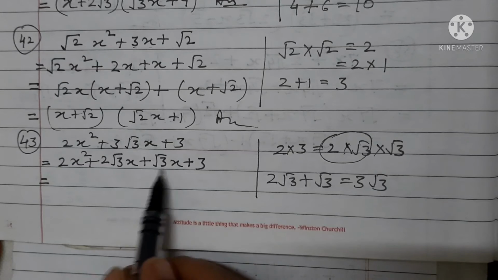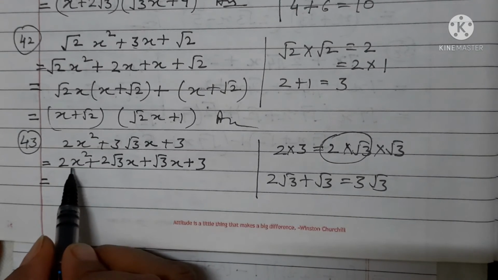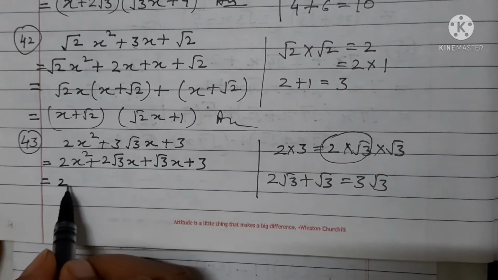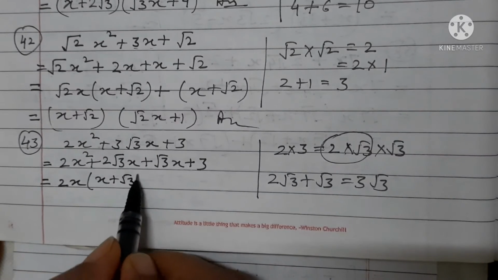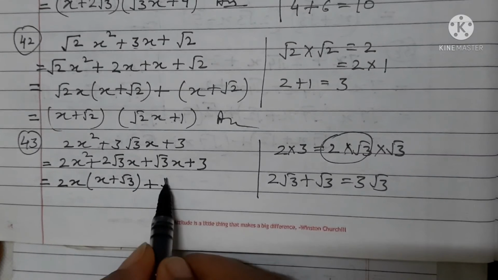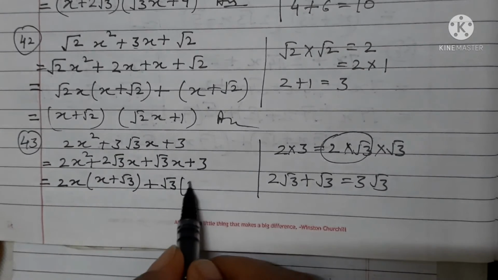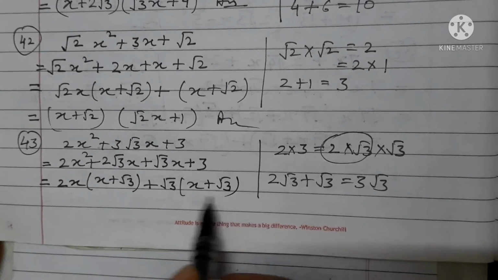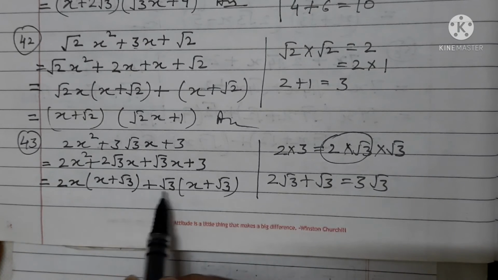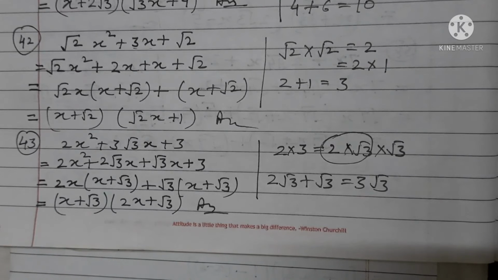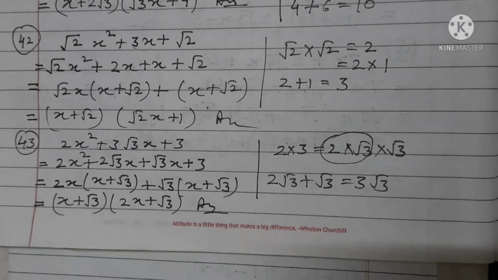Now this is broken into 2 parts. Here you can take 2 common, x common. So here x plus root 3 in the bracket, plus root 3 common and x plus root 3 in the bracket. x plus root 3 common and the other factor will be 2x plus root 3. This is the answer. Question number 44.